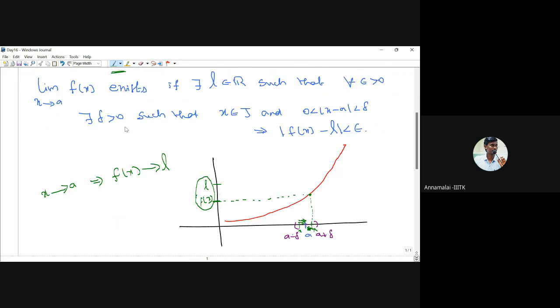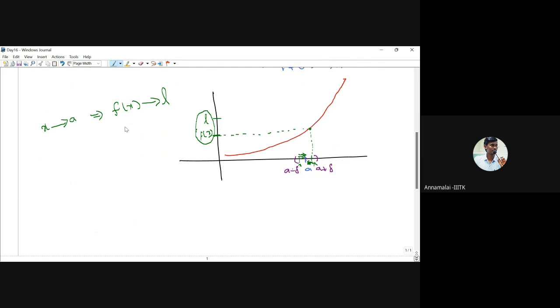If L equals f(a), then such a function is said to be continuous at the point. But actually, this is the meaning: whenever x approaches a, f(x) approaches L. That is the limit. If such an L exists, then we say the limit exists. So the limit as x tends to a of f(x) exists, it is a finite value, and the finite value is L.